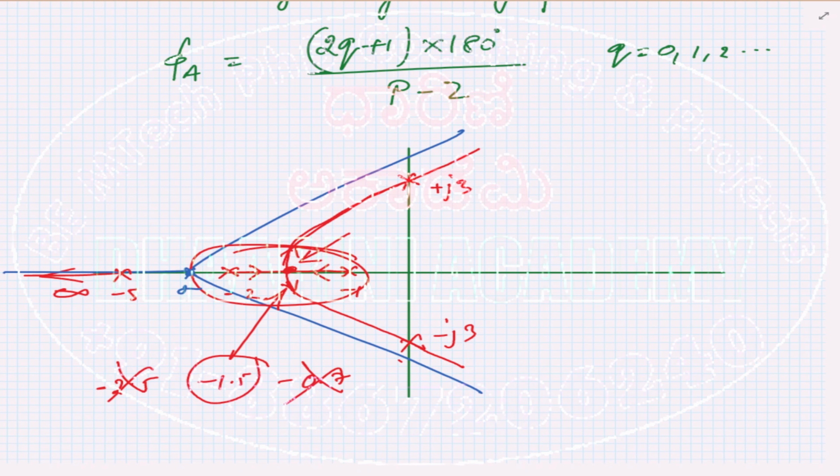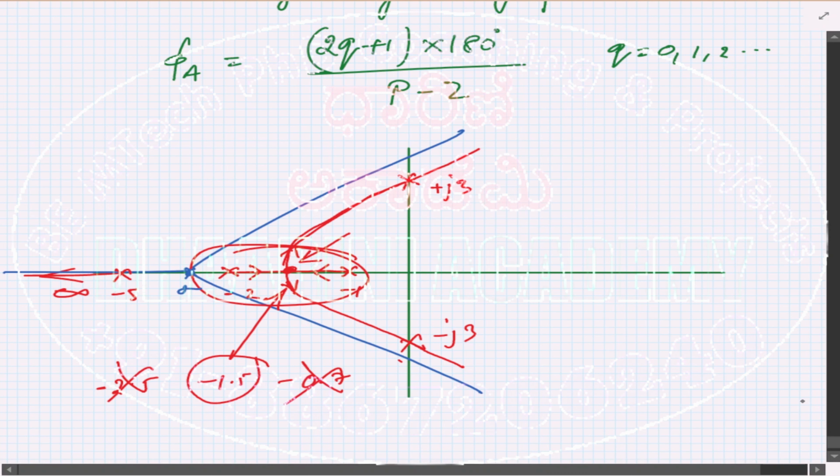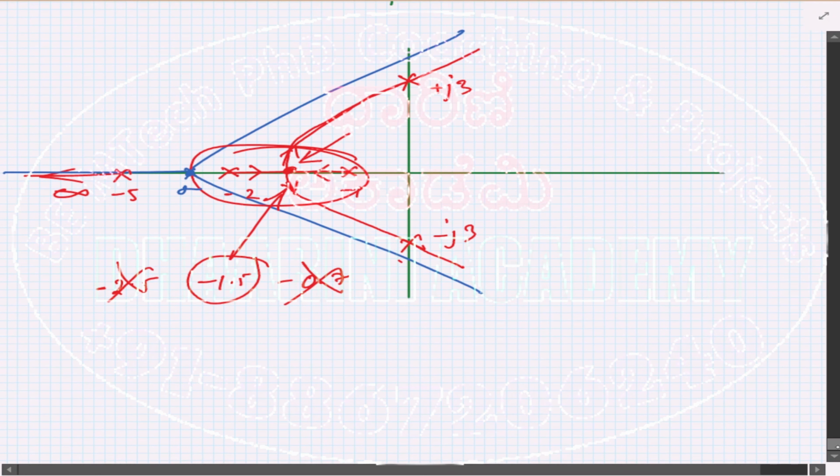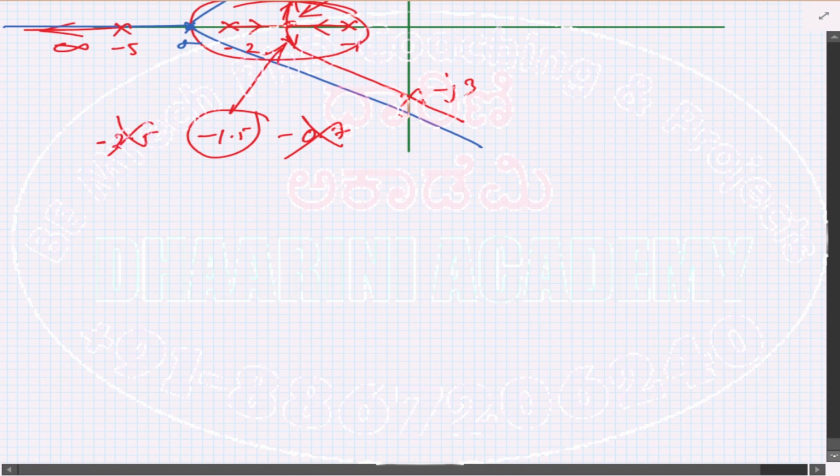Okay, to continue with the steps to be followed in order to plot the root locus. So we were discussing the asymptotes and the angles of asymptotes. That was point number 5, correct? So asymptotes are the straight lines which are used to take the root locus to infinity. Whenever a branch goes to infinity, it has to follow what is called an asymptote.